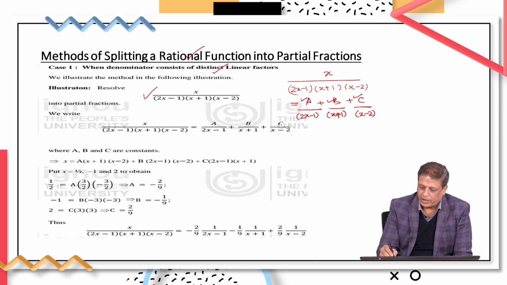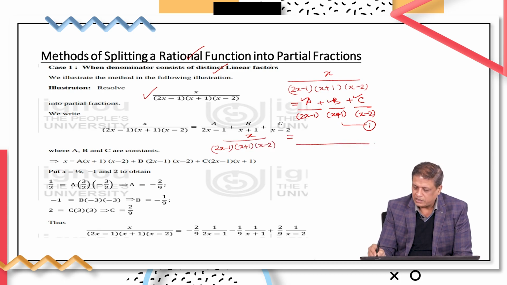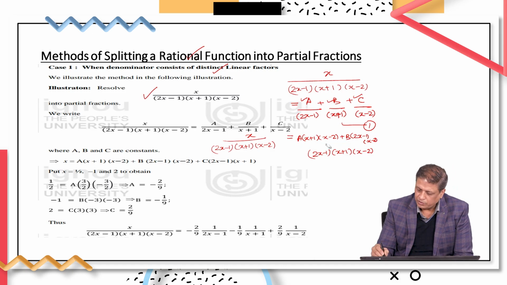Now, in order to find the values of A, B, C, let us first evaluate the right hand side of this expression, equation number 1. So, x upon (2x minus 1) into (x plus 1) into (x minus 2). Taking the LCM of the right hand side, you will get (2x minus 1) into (x plus 1) into (x minus 2), and it will solve to A into (x plus 1) into (x minus 2) plus B into (2x minus 1) into (x minus 2). Similarly, we have part C, that means plus C into (2x minus 1) into (x plus 1), whole divided by this.